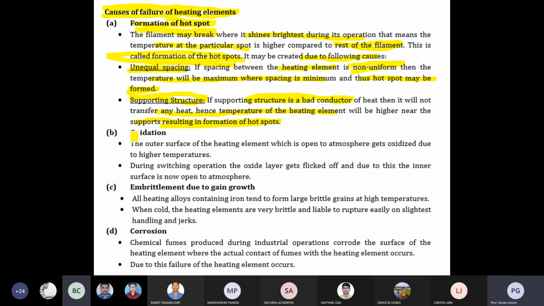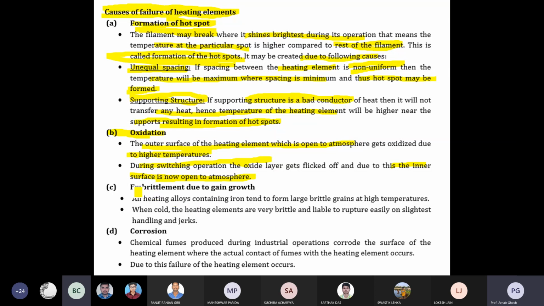Then oxidation. The outer surface of the heating element which is open to the atmosphere gets oxidized due to the higher temperature. During switching operations the oxidized layer gets flaked off, and the inner surface is now open to the atmosphere, which causes further oxidation. That temperature is responsible for chemical changes of the material in the presence of air, so oxidation happens.